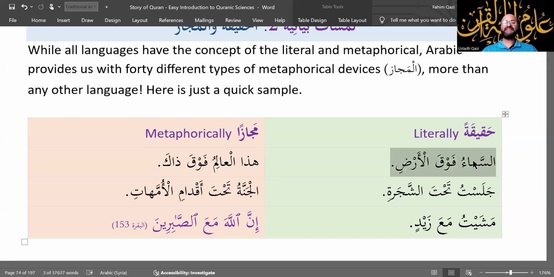As-sama'u fawqa al-ard. The sky is above the earth. Fawqa is dharf, container of place, fawqa. So that's literally true, right? The sky is above the earth. That's literally true, physically true.